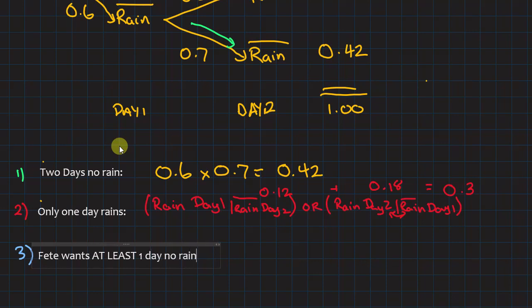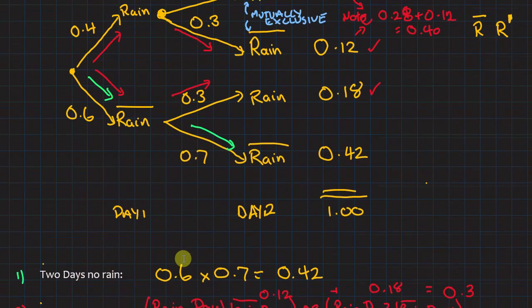What's the situation we've got here? And we're going to look at something weird. There's 2 ways to calculate this one. I'll find them quite quickly. So at least 1 day of no rain.